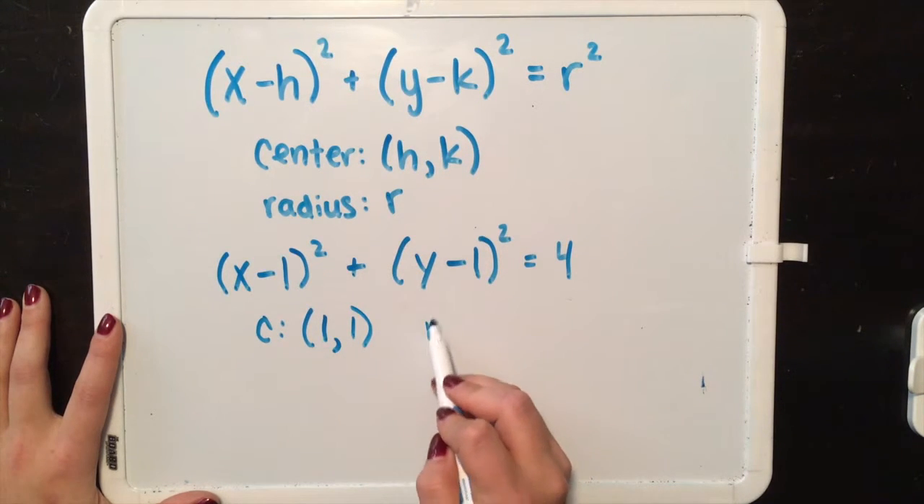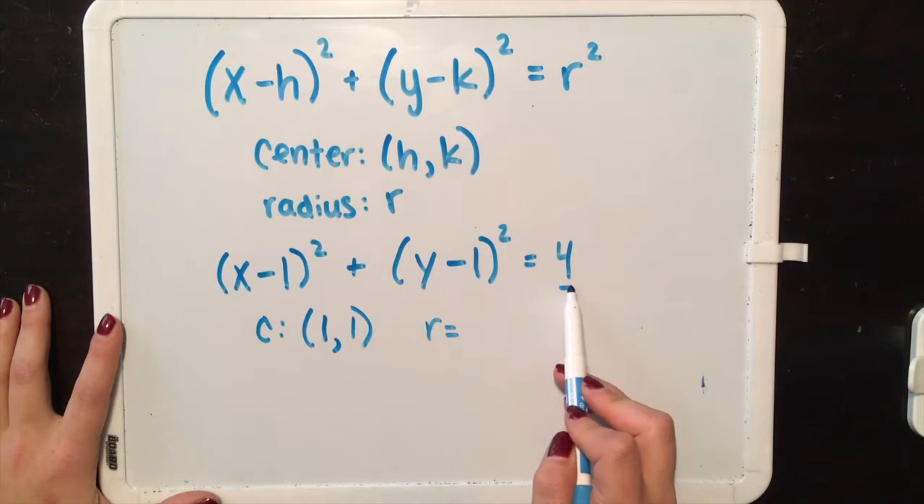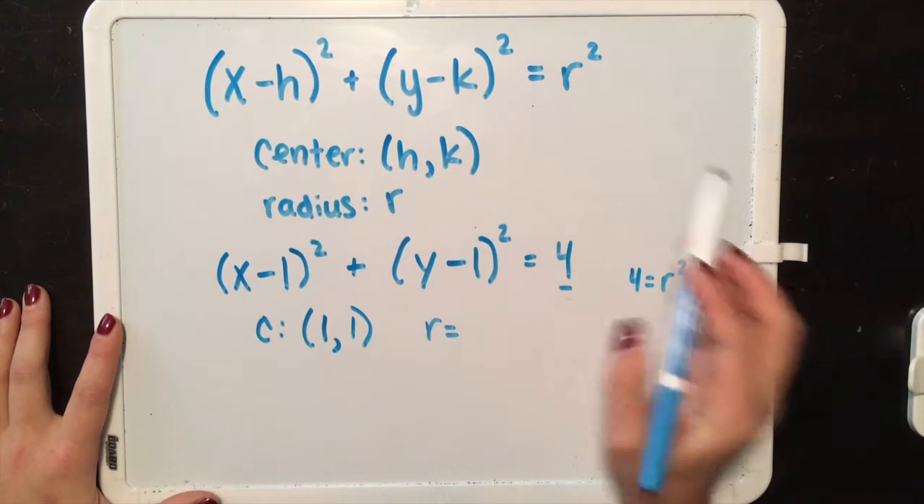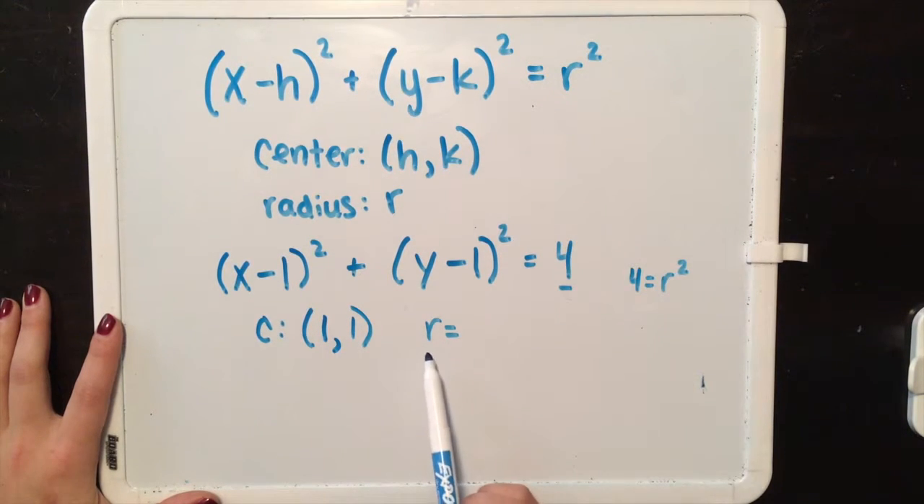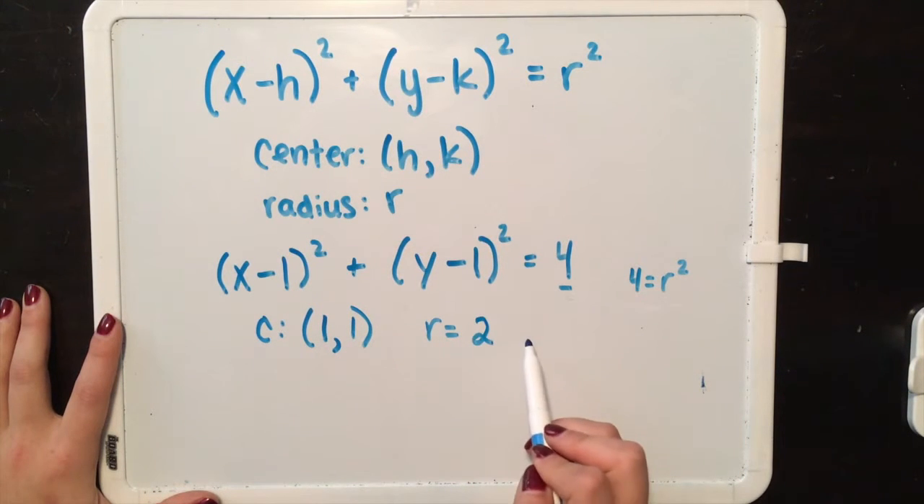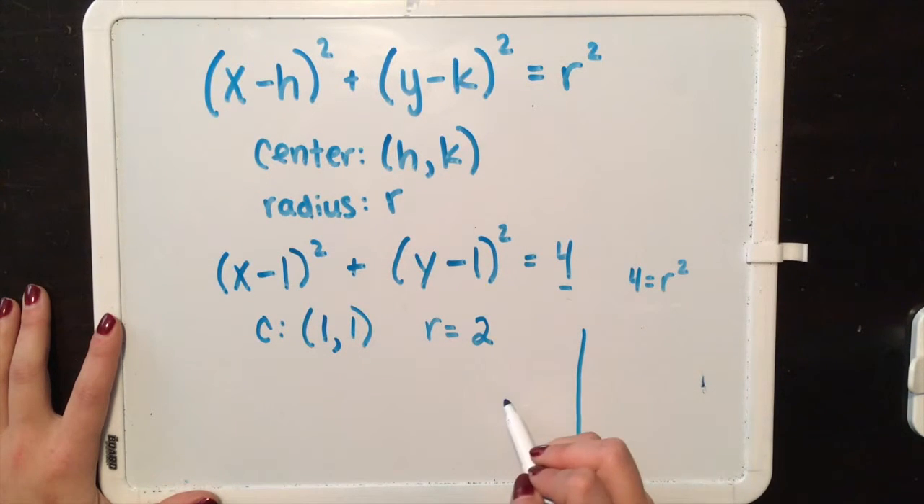Our radius is the square root of 4 because 4 equals r squared. So to find r, you just have to take the square root of 4 and you get a radius of 2. If we want to graph this circle, the center is at (1, 1).